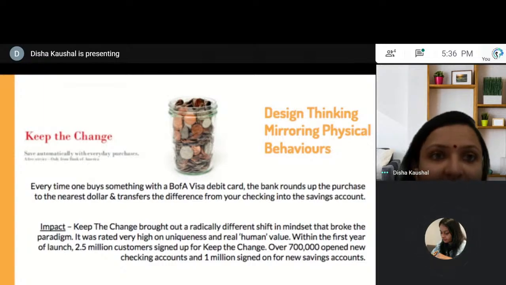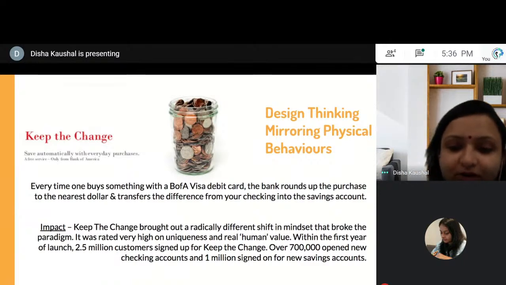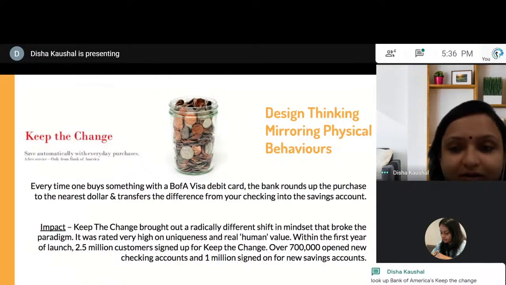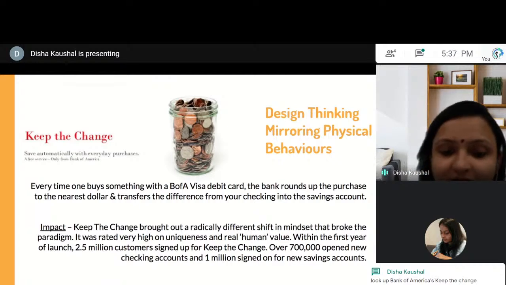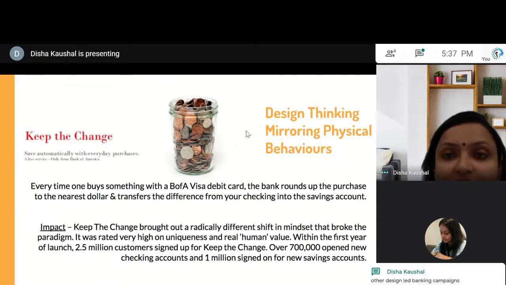Yes, ma'am. So these are two important examples that I wanted to share with you. I'm going to write this down in the chat window also. Look up Bank of America's Keep the Change and other design-led banking campaigns. All right.